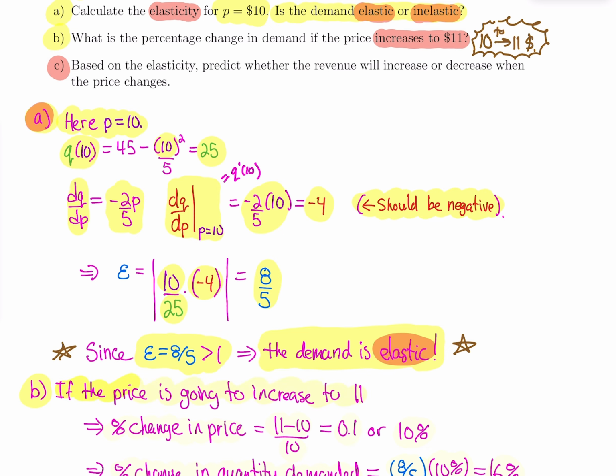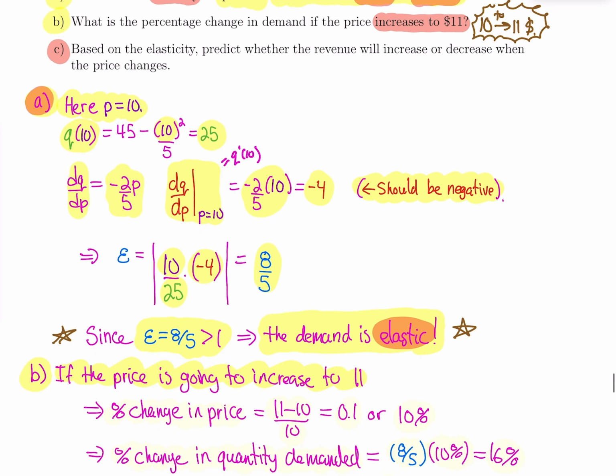So if the price is going to increase to 11, the first thing that you have to compute is delta P, that percentage change in price. The percentage change in price is the new price minus the old price, and because you want a percentage, you're just dividing by 10. So increasing to 11 means you're increasing by $1, and $1 is 10% of the original price. So when you say, I'm increasing my price to $11, that's the same thing as increasing it by 10%. That's the only thing that we're doing here.